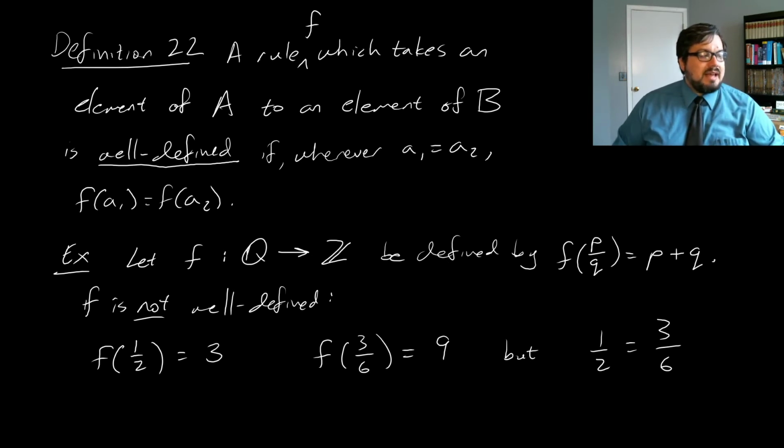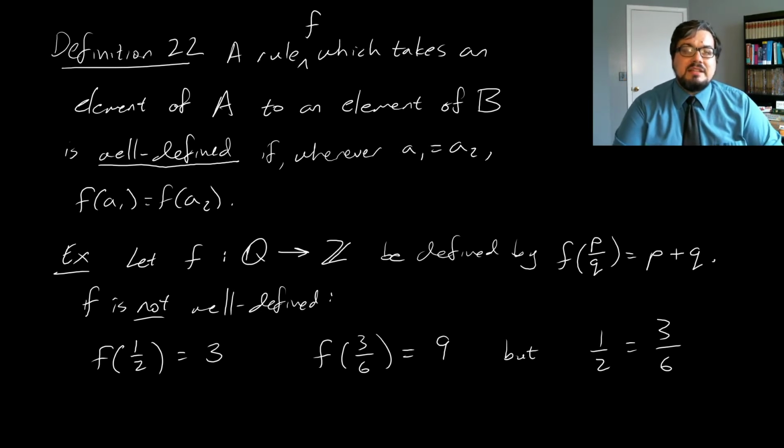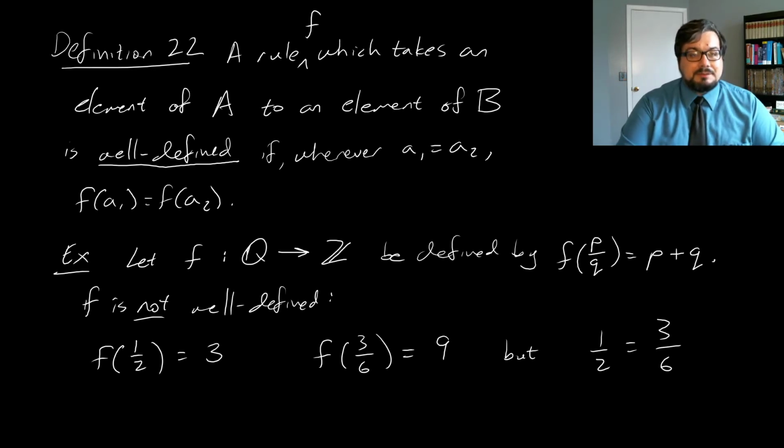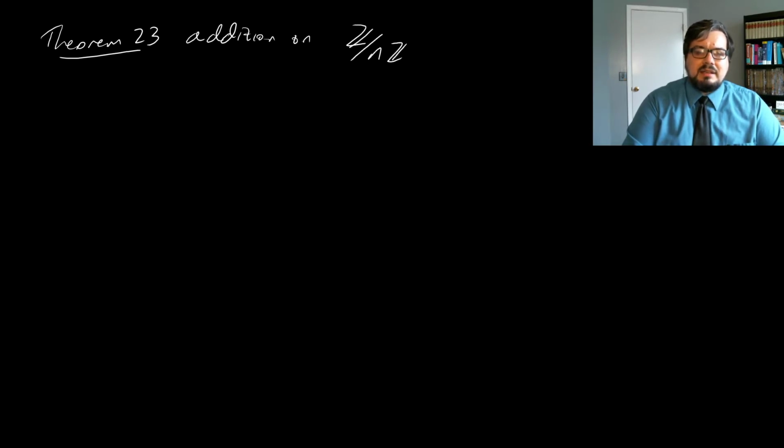So let's see how this is applied as we go to show that the addition we've just described on the set Z mod nZ is well defined. So, Theorem 23: addition on Z mod nZ is well defined.